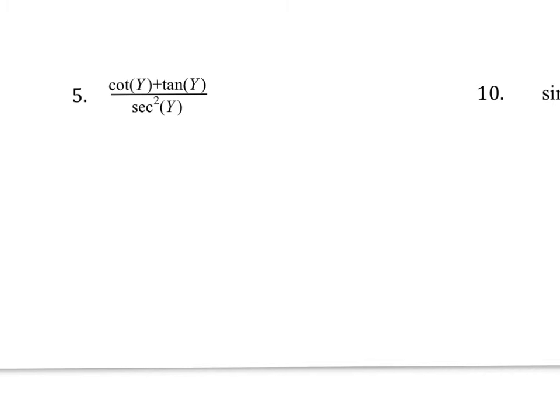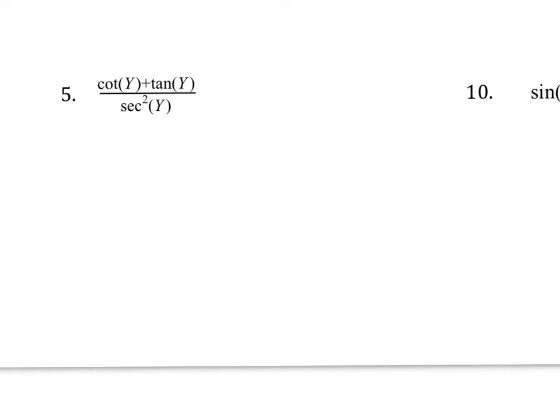So for my next step on this, I think I'm going to try converting everything all at once into its equivalent form and rewrite that. Cotangent y is going to be cosine over sine. So I've got cosine y over sine y. That looks pretty weird.